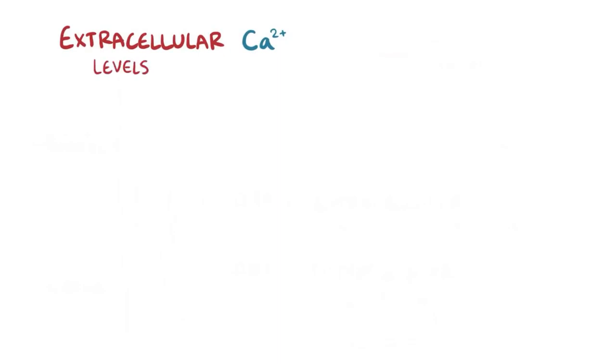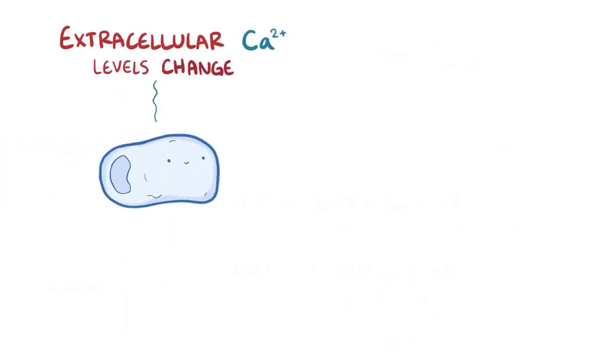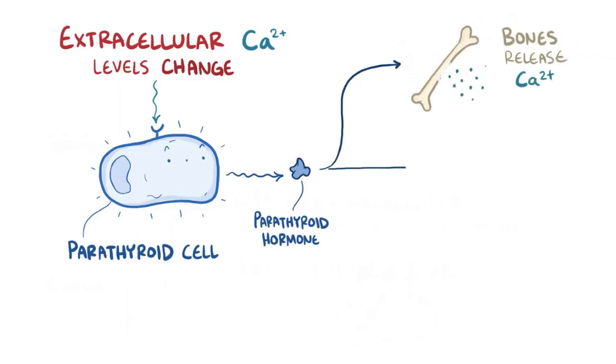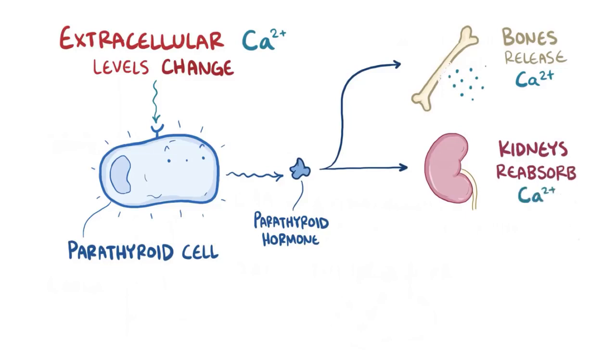When the body's levels of extracellular calcium change, it's detected by a surface receptor in parathyroid cells called the calcium sensing receptor. This affects the amount of parathyroid hormone that gets released by the parathyroid gland. The parathyroid hormone gets the bones to release calcium and gets the kidneys to reabsorb more calcium so it's not lost in the urine, as well as synthesize calcitriol, also known as active vitamin D.